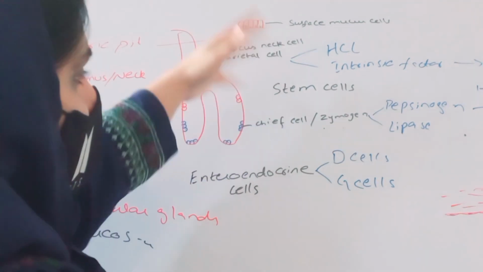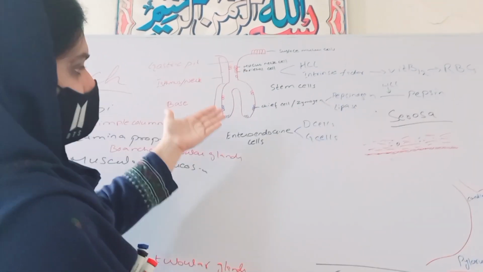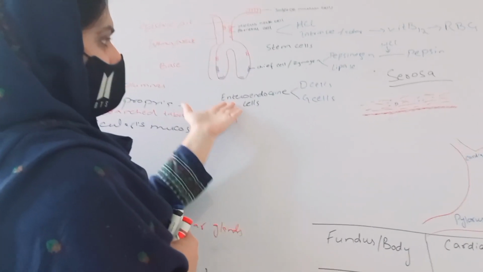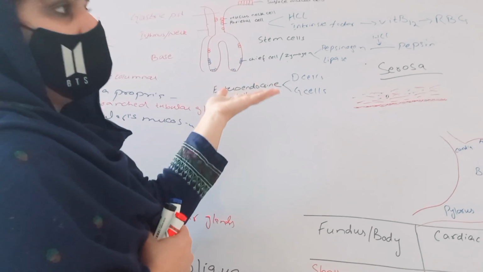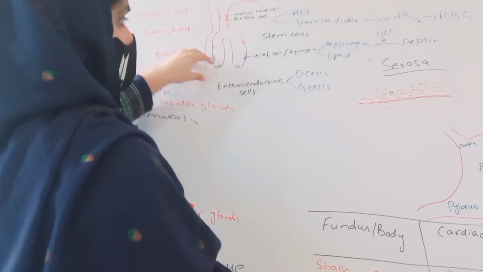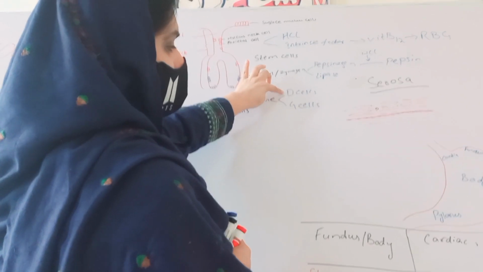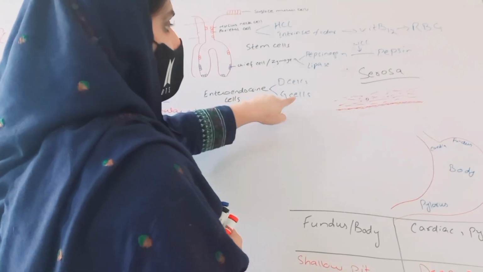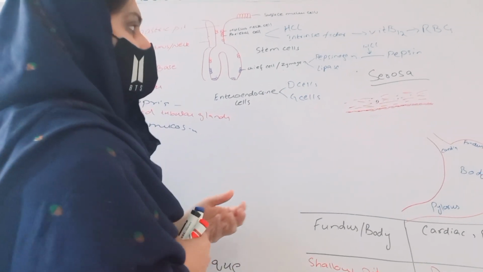Other cells which are scattered are the stem cells, which are undifferentiated totipotent cells. We also have the enteroendocrine cells dispersed. Mainly these enteroendocrine cells are present throughout the GIT, but in the case of the stomach, these are mainly D cells and G cells. D cells produce the somatostatin, which inhibits the HCl, and G cells produce the gastrin, which is important for the stomach motility.